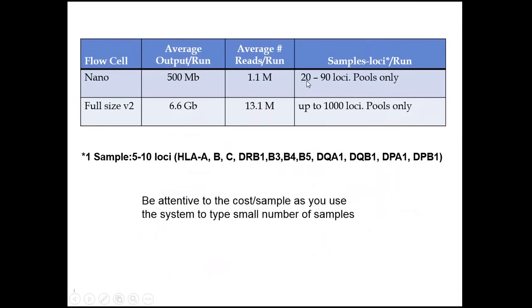It's quite flexible. You can start with, let's say, 4 samples or 20 loci and go all the way to 90 loci, assuming that you use a balance of class 1 and class 2, for the nanocell that has a total capacity of about 500 million. A full size flow cell that is almost 13 to 14 times higher capacity can accommodate up to 1,000 loci. And of course, depending on how many loci you amplify, you have different numbers of samples. We need to be mindful that the cost per sample, of course, goes up as we use the system for a small number of samples.